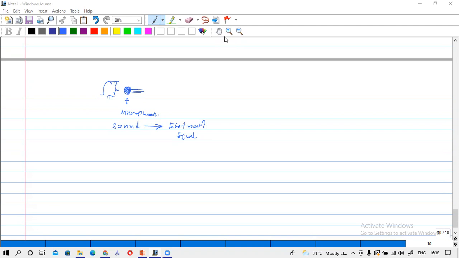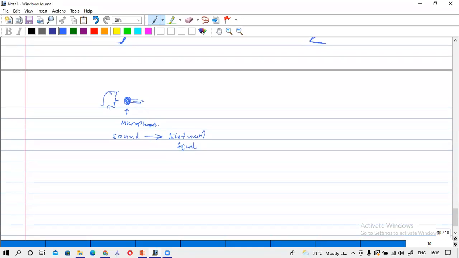Okay, we will see. Your answer is partially correct, but there is some mistake. The microphone really does convert sound into an electrical signal, and this electrical signal will look like this. We still haven't talked about analog and digital signals; in the future we will learn them.